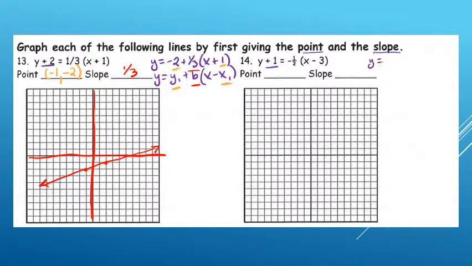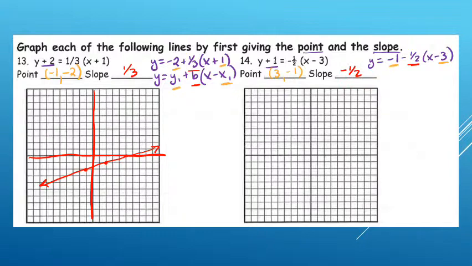So my new equation is y equals negative 1 minus 1/2 times x minus 3. Now I can pull out my coordinates. So again, I have minus x1, so my x value is going to be 3. And up here I've got my y1, so that's negative 1. And then my slope, I'm going to pull out right here, is going to be negative 1/2.